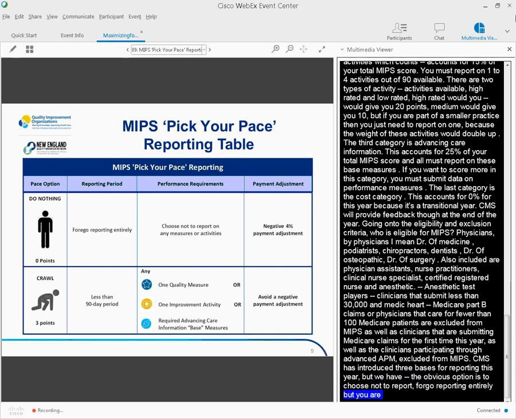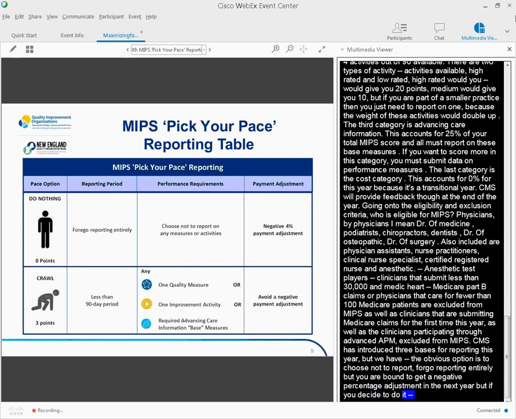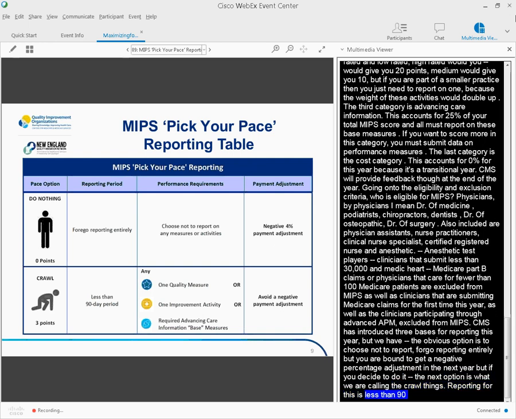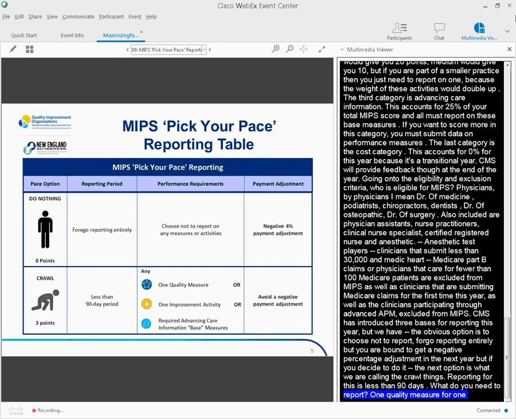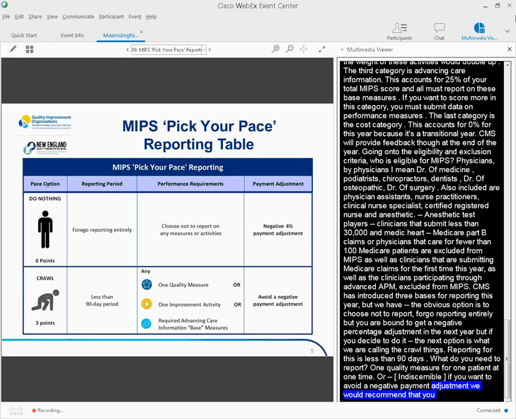However, if you decide to report, your first option is what we are calling the crawl phase, and the reporting period for this particular phase is less than 90 days. What you need to report is one quality measure for one patient at one time. However, if you're determined to avoid a negative payment adjustment, we would recommend that you report data on at least 20 patients for a period of 1 month.